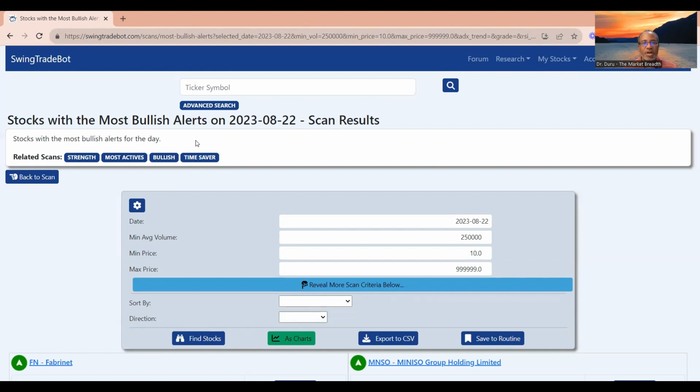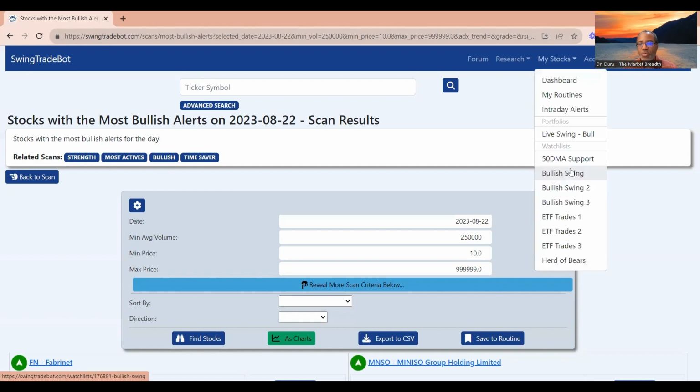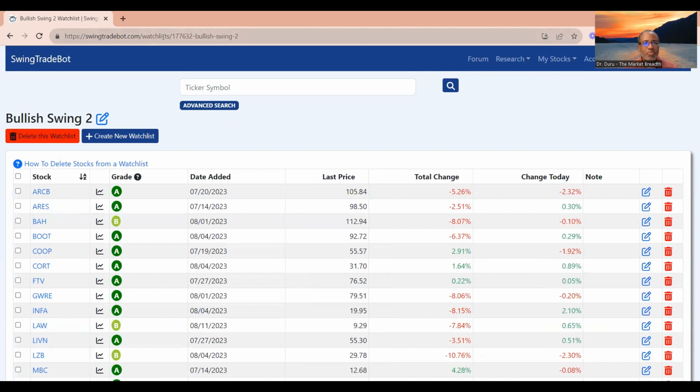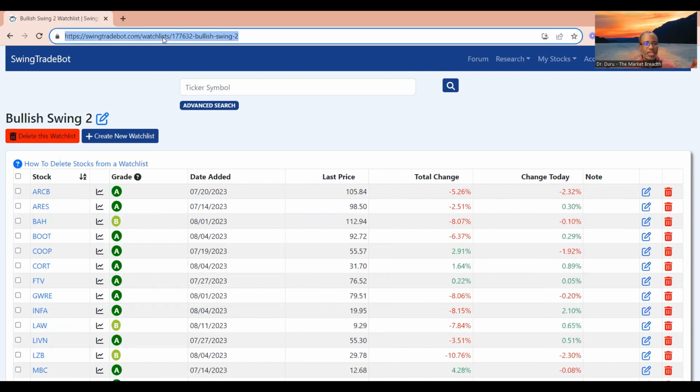So I've started off with this scan of the most bullish alerts, and I am going to do a cleanup of one of my watch lists before I do that scan and add more stocks. So I have this bullish swing list and I want to clean it up. But what I've been doing is I would go through, look at the charts, and then write down the ones I want to delete. It just occurred to me, open up a second tab. So let's open up a second tab.